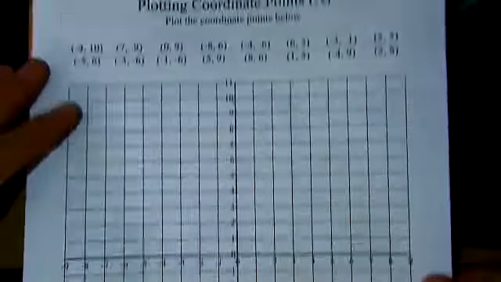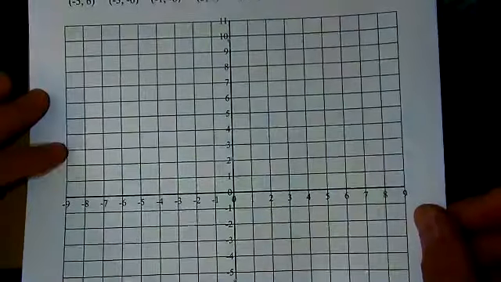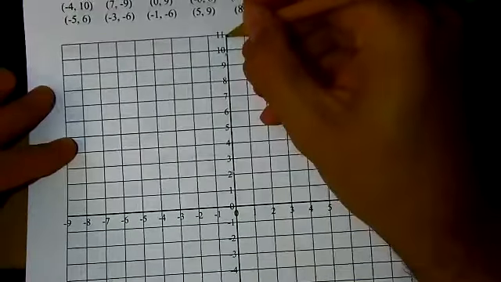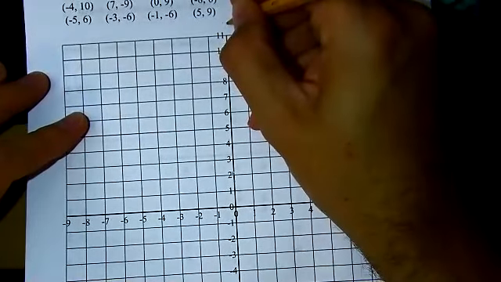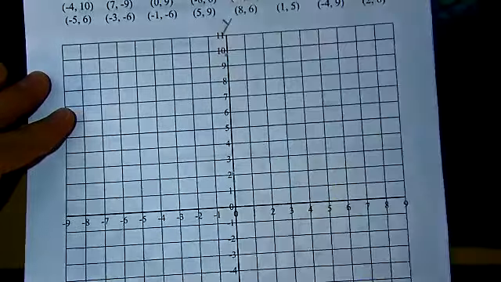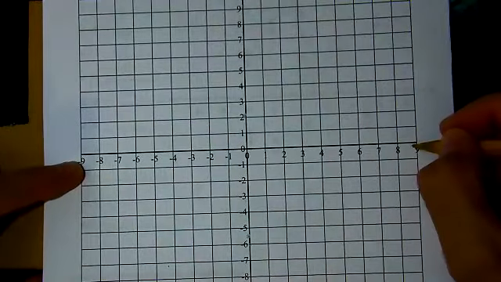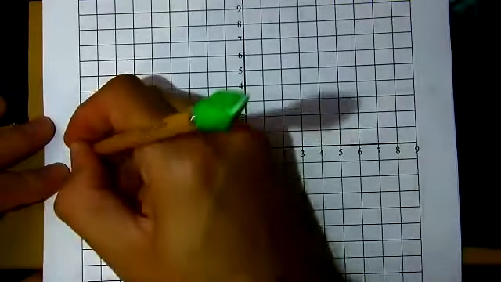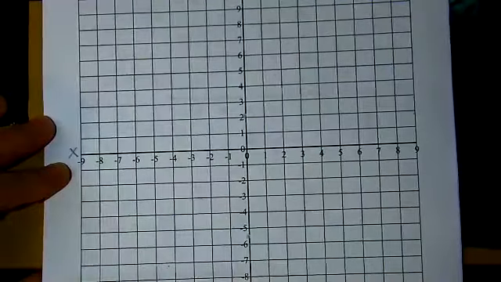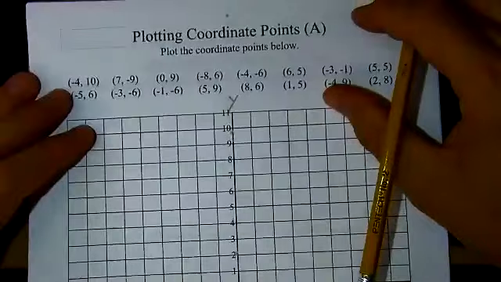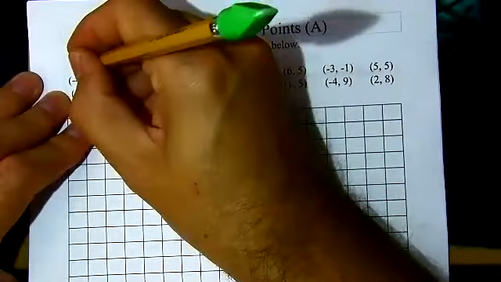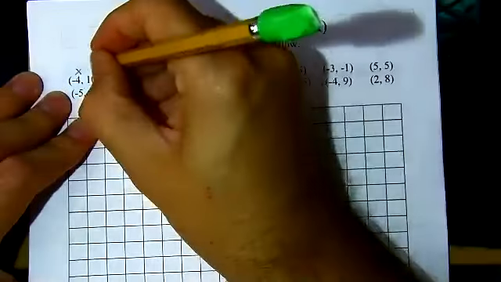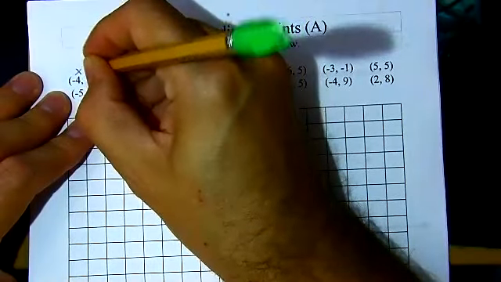So first off, this is not marked. This line going vertical up and down is always going to be your Y line. This line going horizontal left to right is always going to be your X line. So the one note for today is when you're graphing points, the first number is X, the second number is Y. They're alphabetical.